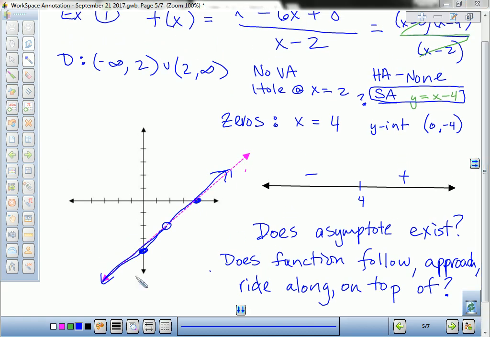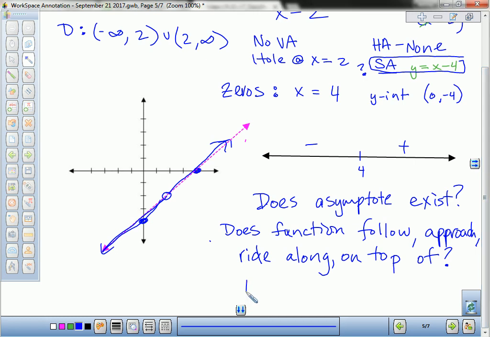So, does this follow our definition of an asymptote? No. Okay, so just writing the word no will get you no points. You have to explain. The explanation, if valid, will earn you some extra credit on all these questions.